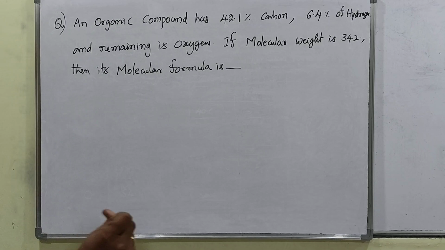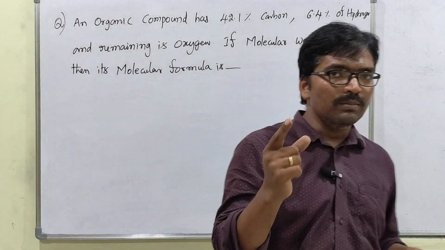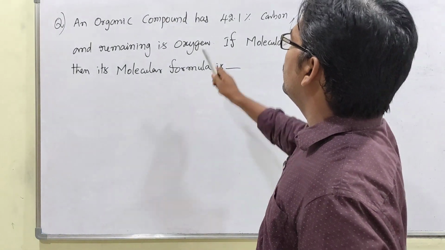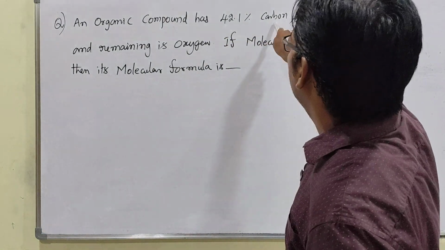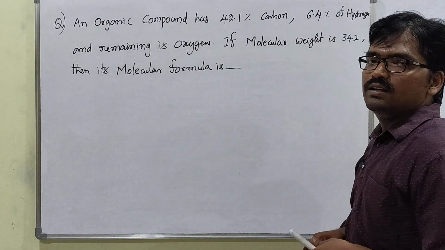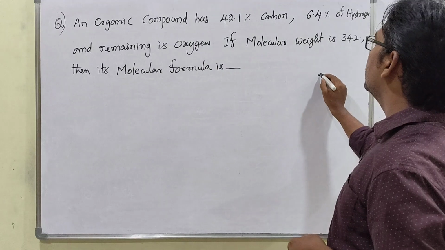Look my dear students, here one more question is there based on the empirical formula and molecular formula. An organic compound has 42.1% of carbon, 6.4% of hydrogen, and the remaining is oxygen, like that they mentioned.